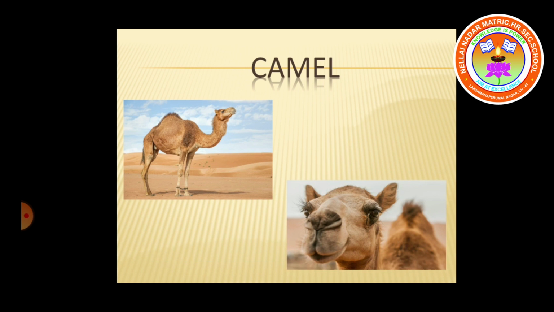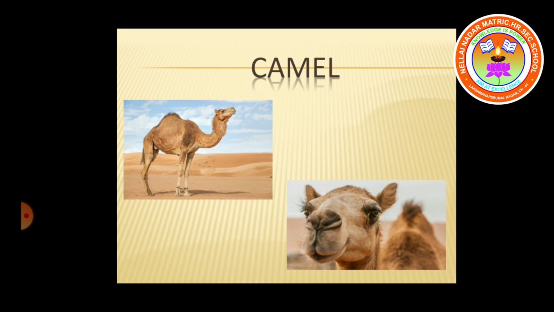Next we will see the adaptation of the camel. Where do camels live? Camels actually live in hot desert conditions. So, they need some adaptations to survive in that hot desert. How does a camel adapt? They have long legs which help to keep the body away from the heat.